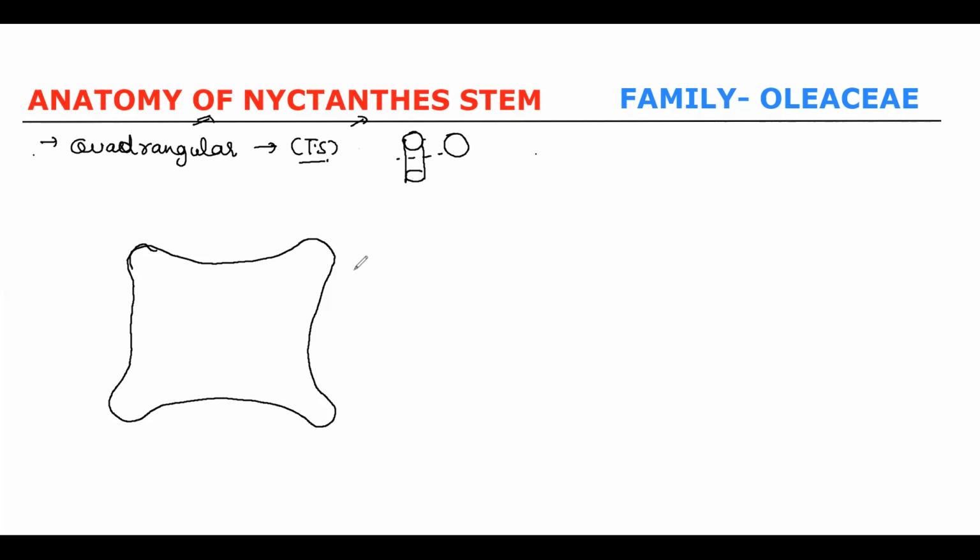So like a normal plant, the outermost covering will be the epidermis. Since it is a dicot, the epidermis has multicellular hairs. Suppose this is a hair, it has many cells. That's why it is multicellular. The presence of hairs on the stem is a feature of dicot plants. So till now there is no abnormality. Although the shape is kind of irregular, this is not an abnormality. The shape may vary from plant to plant. So the shape is quadrangular, and the outermost layer is the epidermis having hairs.